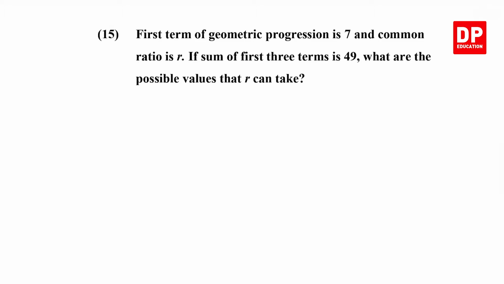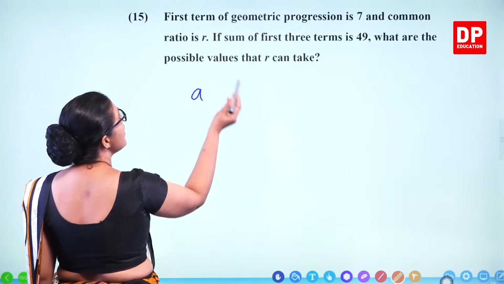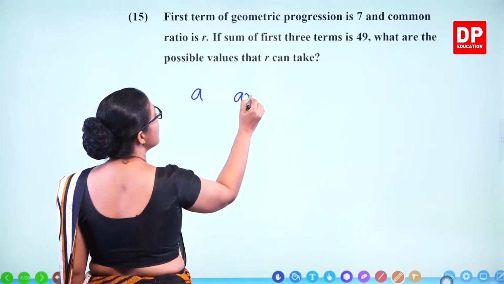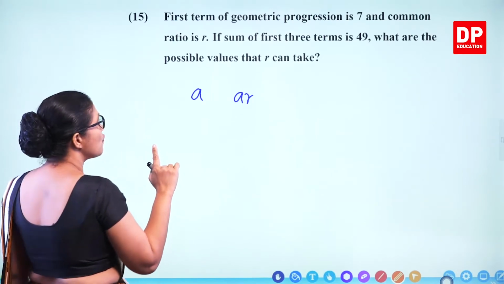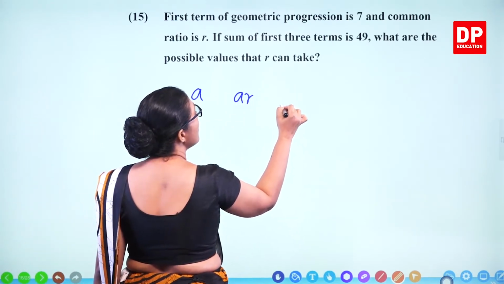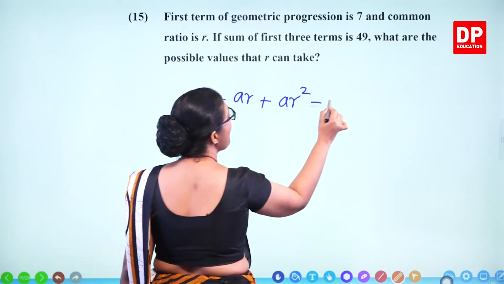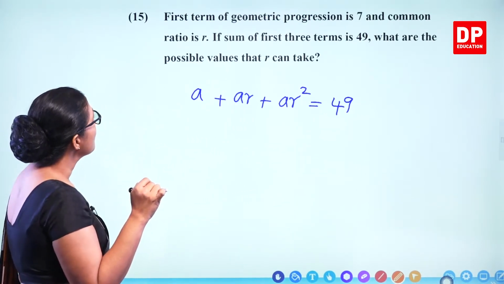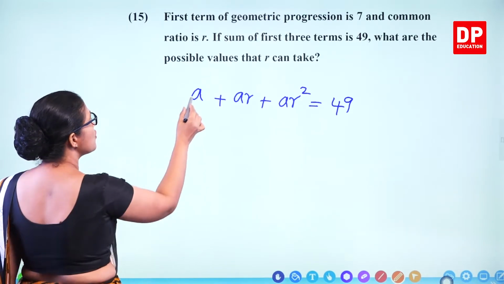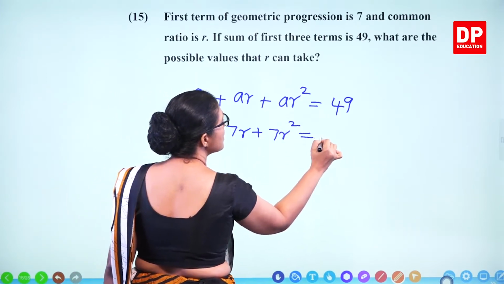Question number 15. First term of a geometric progression is 7 and common ratio is r. So we'll take a as the first term, ratio is r, then what's the second term? ar. Likewise, the terms you can write. This becomes ar squared. The sum of the first 3 terms is 49. What are the possible values that r can take? First term is given as 7, so you can substitute 7. 7 plus 7r plus 7r squared is 49.